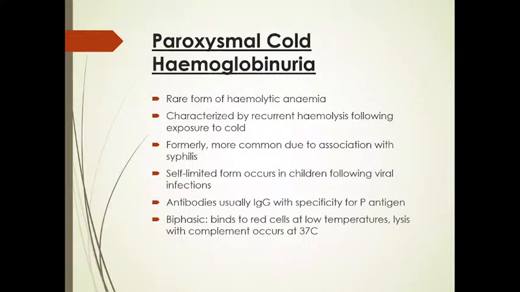With PCH, we get this biphasic picture, in that the antibody exhibits dual thermal amplitude. It binds at the lower temperatures, but lyses at 37 degrees. I'm fully aware that this is TMI, but just be aware that paroxysmal cold hemoglobinuria can occur after viral infections or infections like syphilis, and that's a cold autoimmune hemolytic anemia.